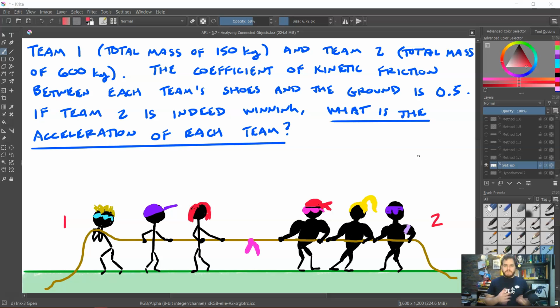Let's say Team 1, the team on the left, has a total mass of 150 kilograms, and Team 2, the team on the right, has a total mass of 600 kilograms, because obviously they've been taking steroids or something to get their mass up. The coefficient of kinetic friction between each team's shoes and the ground is 0.5, and we can probably guess that Team 2 is winning, because they're cheaters and using steroids, and if they're winning, what will the acceleration of each team be?